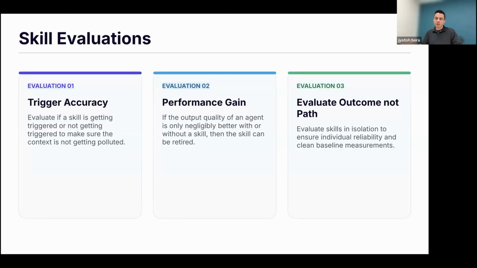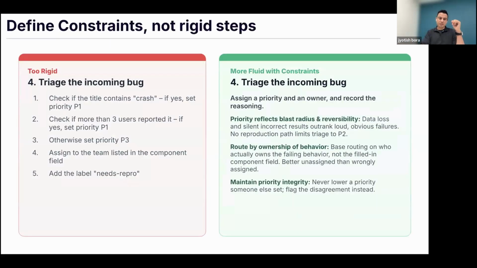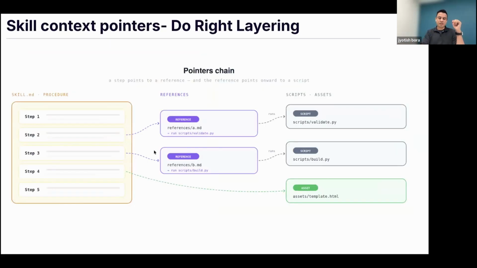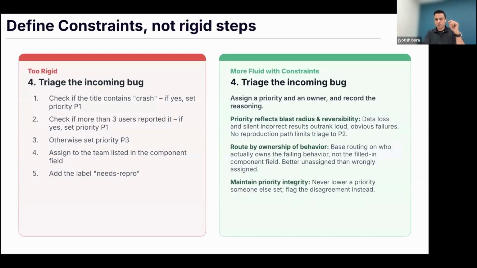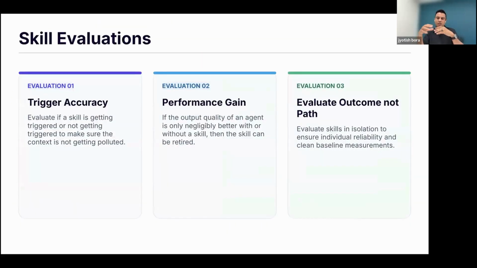The third one is to evaluate outcomes, not path, meaning you have designed your skills, you have these references and skills. But the LLM sometimes has a unique way of solving problems. It might not necessarily go to the reference, for example step two, but it actually went to step three, and it still found the answer. It did not follow the path you were expecting, but still found the answer to your question. So that's fine. You can evaluate the outcome, not the path.